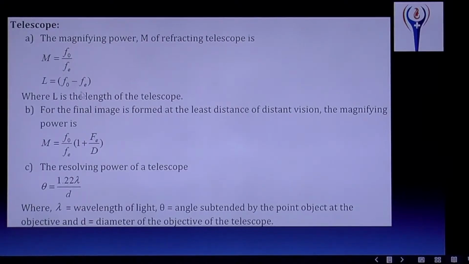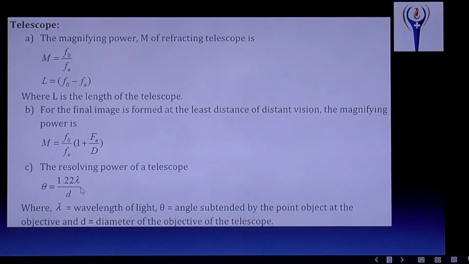Magnifying power of a refracting telescope is M equal to FO by FE. And here L equal to FO minus FE, where L is the length of the telescope. So the length of the telescope also decides the magnifying power. When the final image is formed at the least distance of distinct vision, the magnifying power is M equal to FO by FE into 1 plus FE by D. And resolving power of a telescope, that is theta equal to 1.22 lambda by D.